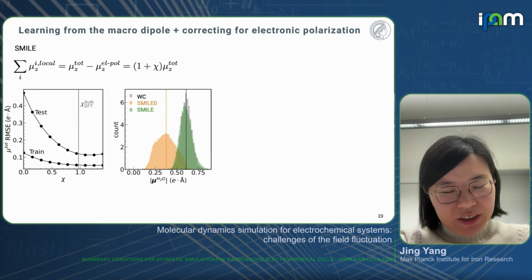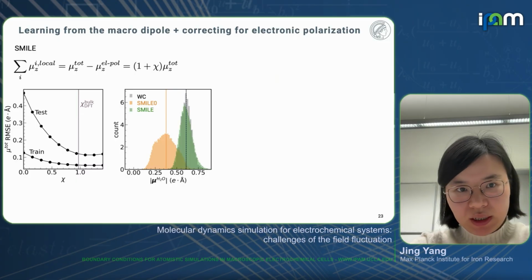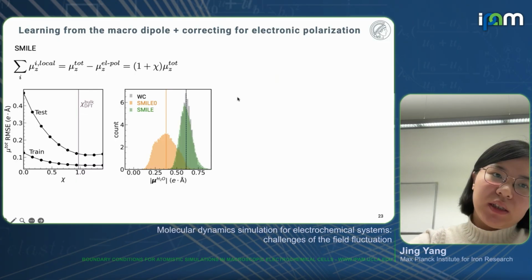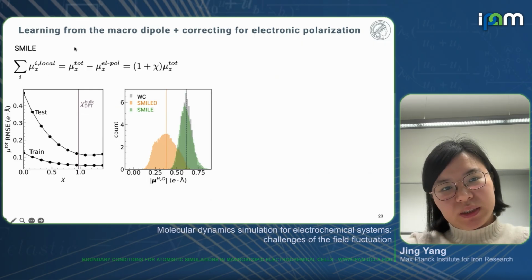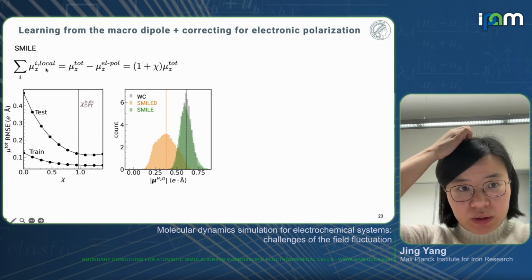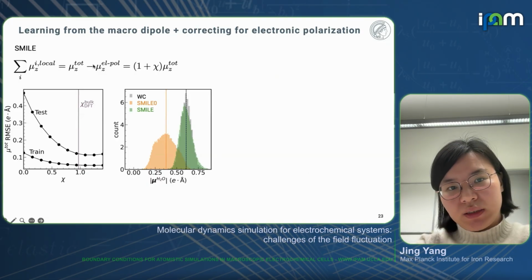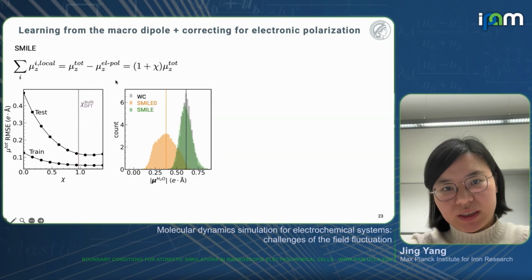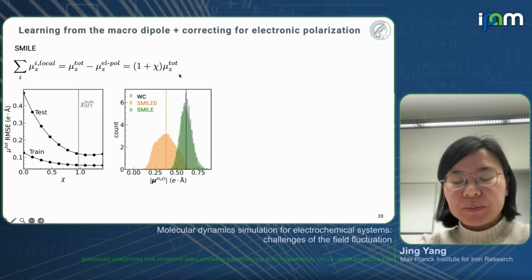So then after figuring out why the model is wrong, we improved it by now taking into account the electronic polarization. And now this is what we call the SMILE model. So instead of saying that the individual dipole will just sum up to the total, we say that the local or static dipole moment of the water molecule, when you sum them up, this should be the total subtracting the contribution from the electronic polarization, or 1 plus psi times the total dipole.